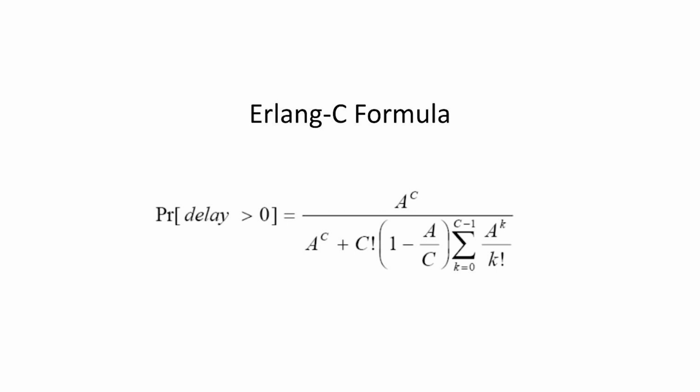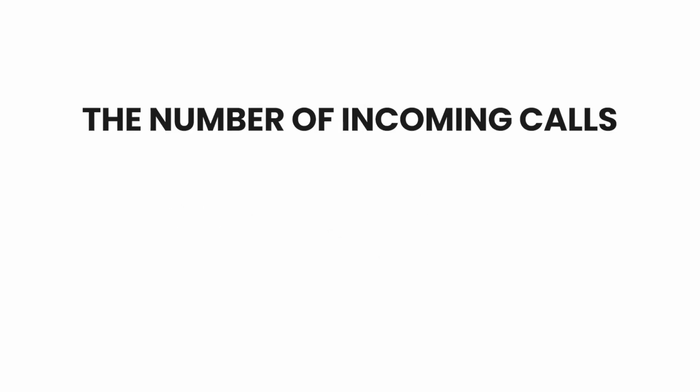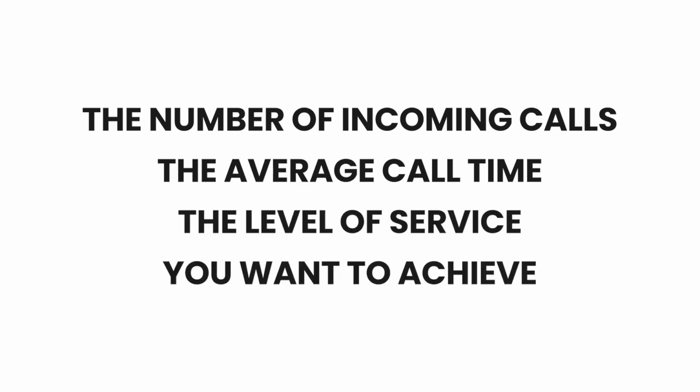As you see on the screen, it seems quite complex, but understanding the logic makes it easy. The Erlang C formula is based on the number of incoming calls, the average call time, and the level of service you want to achieve. It is used to calculate the number of agents you need in the call center.